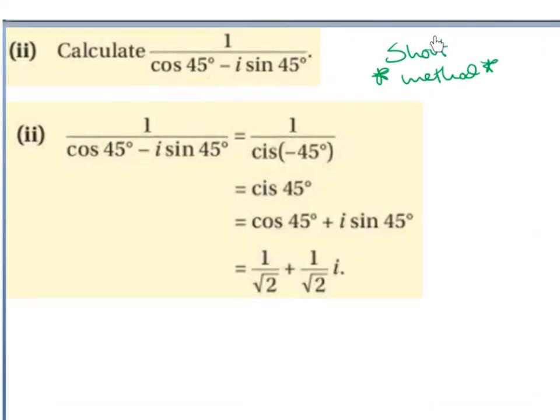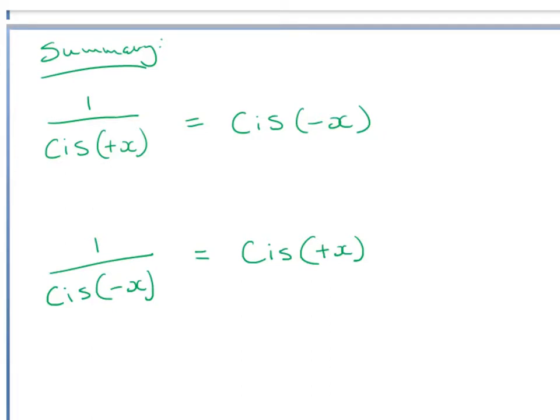Now the same question using the short method. So 1 over cos 45 degrees minus I sine 45 degrees is 1 over CiS minus 45 degrees, which is CiS 45 degrees, which is cos 45 degrees plus I sine 45 degrees, which gives us the same answer. So to invert a CiS, we change the sign of the angle. So to summarise, 1 over CiS positive x will give us CiS minus x, and 1 over CiS minus x will give us CiS positive x. So to invert a CiS, we change the sign of the angle.